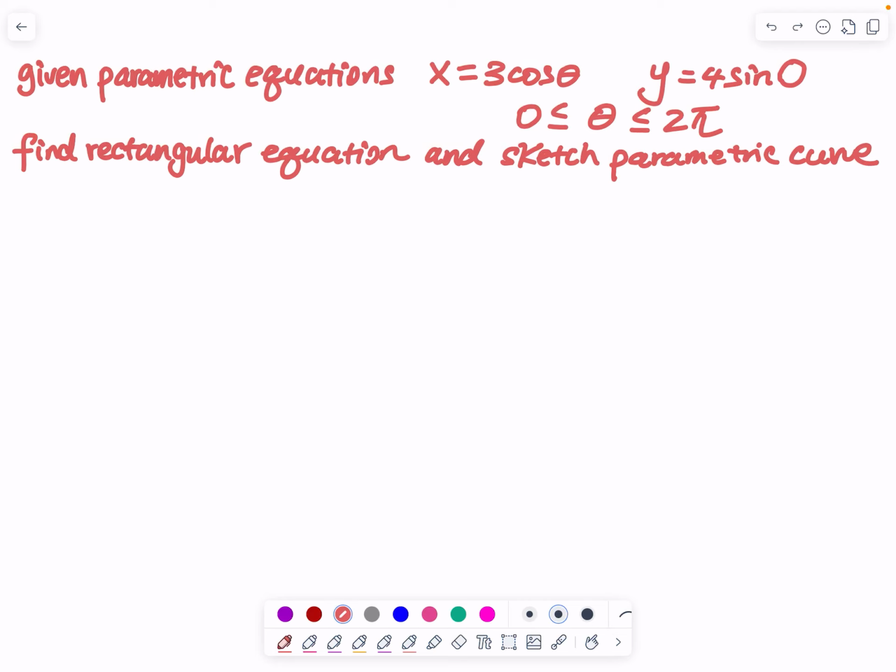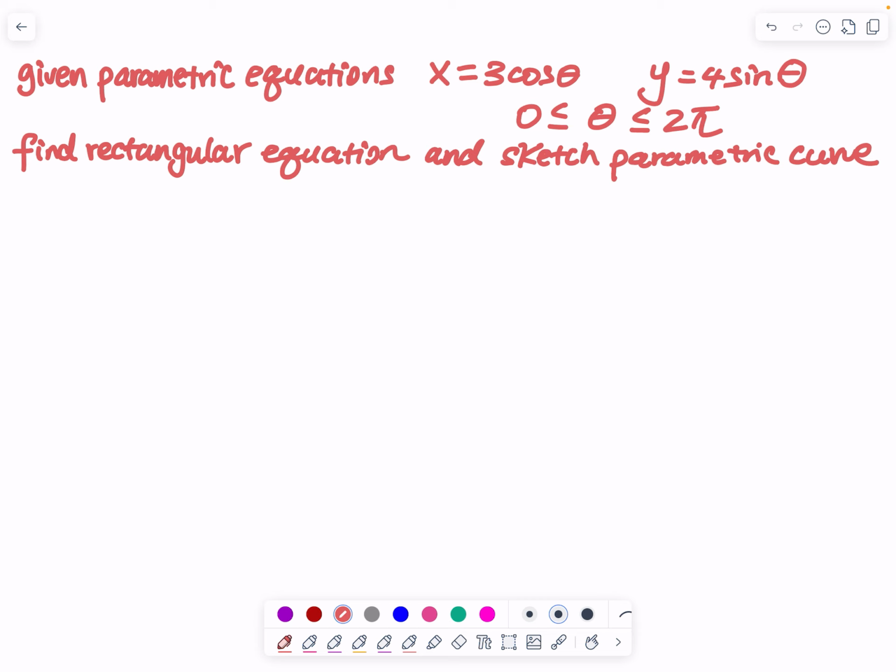Given these two parametric equations, I would like to find the corresponding rectangular equation. I have x equals 3 cosine theta, y equals 4 sine theta, and theta is between 0 and 2 pi.